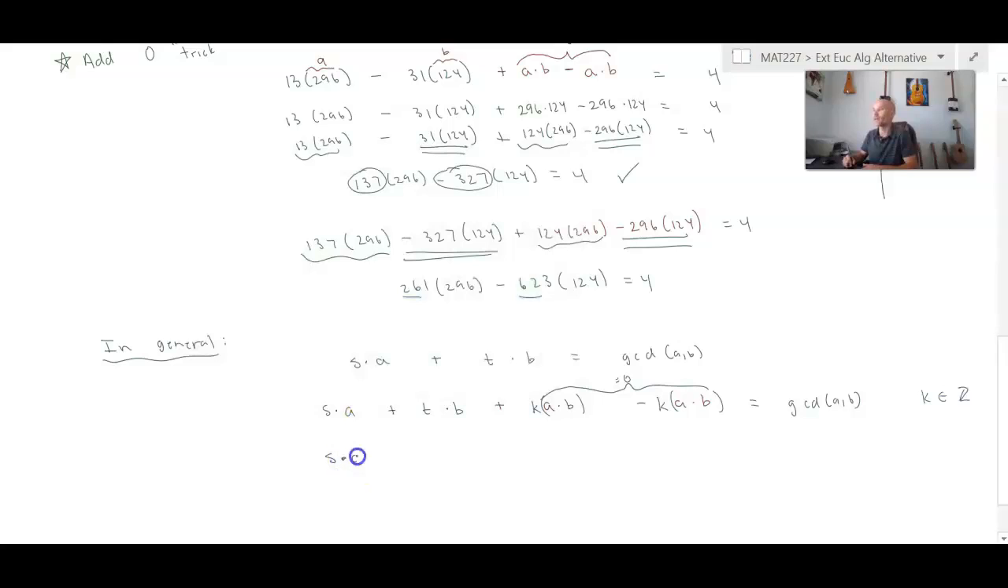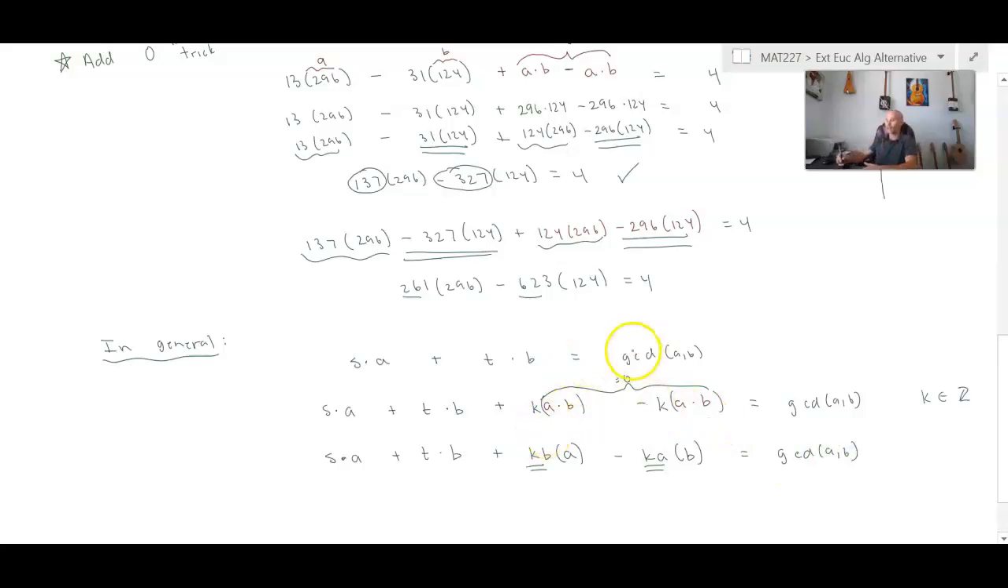We're almost at the punchline here. S times A plus T times B plus, and I'm just going to go ahead and write KBA, and over here I'll do minus KAB. So the way I'm going to think about this is I have KB copies of A, and here I have negative KA copies of B. Now again, all I've done is, because multiplication is commutative and associative, these two still cancel out and give me 0. Thus, the left-hand side still adds up to the GCD of A and B.